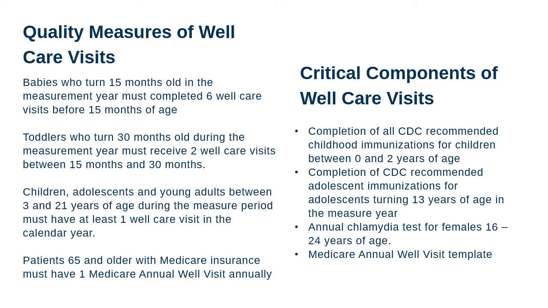In addition to completing the WellCare visits, there are some critical components that should be included as part of the visit in order to satisfy other WellCare-related quality measures. First, for kids between 0 and 2 years of age, all CDC recommended childhood immunizations should be completed. For adolescents turning 13 years of age in the measure year, they should complete all CDC recommended adolescent immunizations.